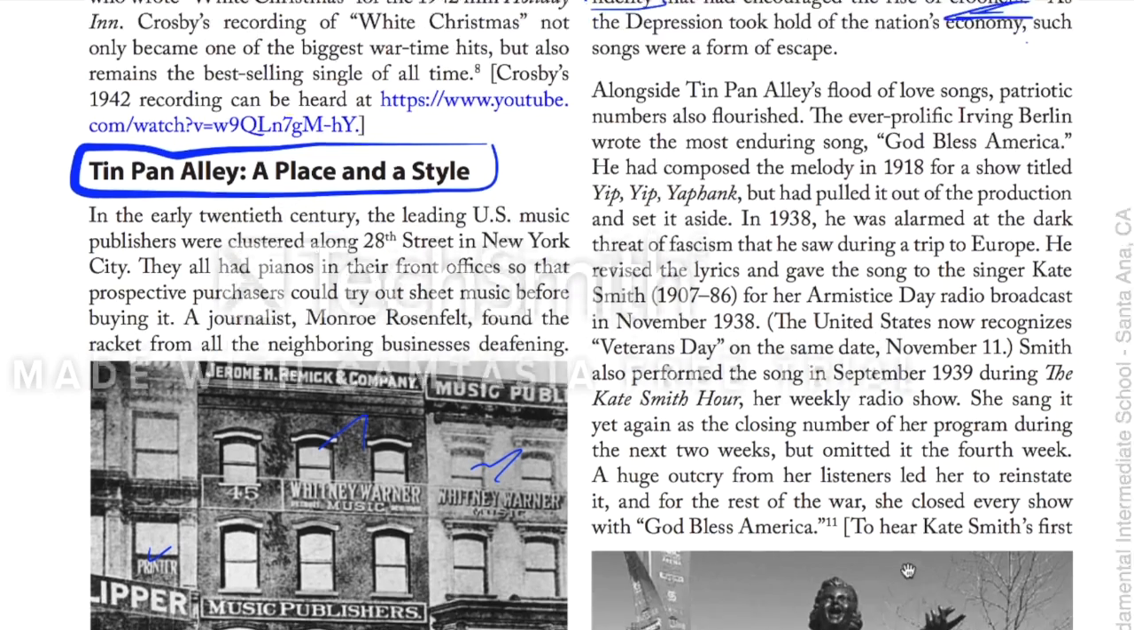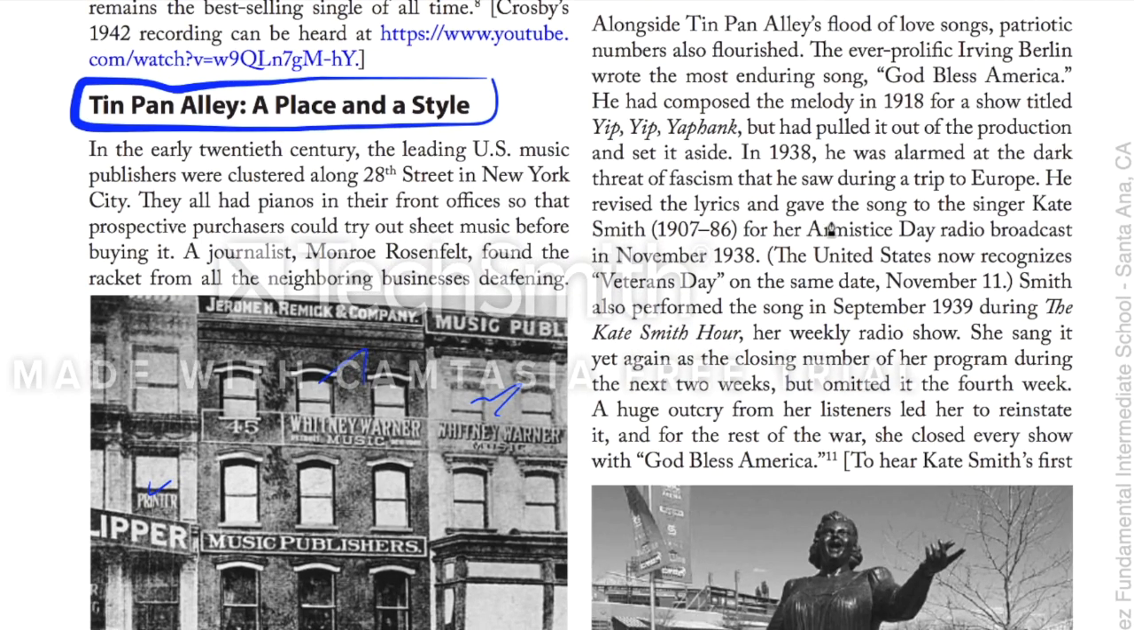Alongside Tin Pan Alley's flood of love songs, patriotic numbers also flourished. The ever-prolific Irving Berlin wrote the most enduring song, God Bless America. He had composed a melody in 1918 for a show titled Yip Yip Yaphank, but had pulled it out of the production and set it aside. In 1938, he was alarmed at the dark threat of fascism that he saw during a trip to Europe.